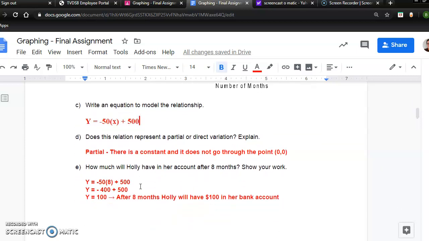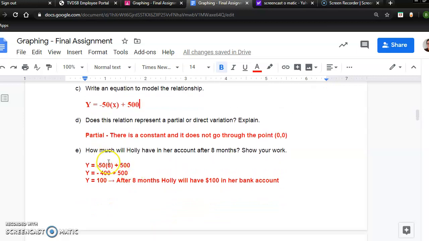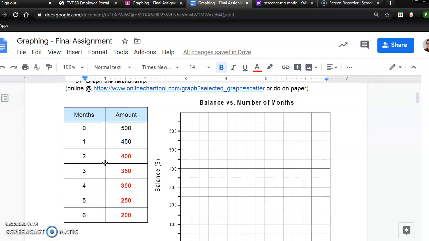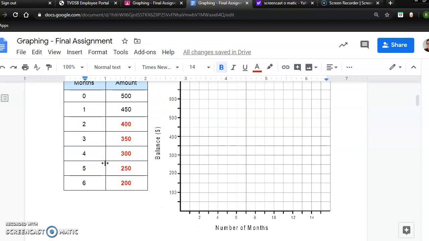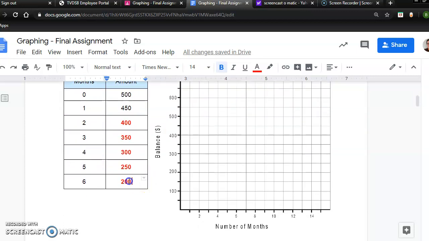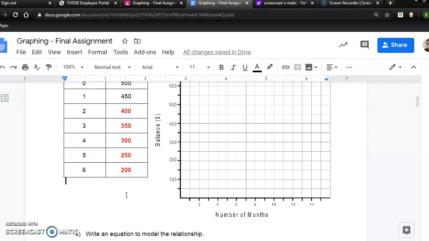How much will Holly have in her account after 8 months? We'll just plug 8 into the equation that we made where the x is, because x represents months. Y equals negative 50 times 8 plus 500. Negative 50 times 8 is negative 400, so y equals negative 400 plus 500. Y equals 100. So after 8 months, Holly will have $100 left in her bank account, which makes sense because that follows the chart we had. At 6 months, she had $200 left. She loses 50 a month, so at 8, she's clearly going to have $100 left.